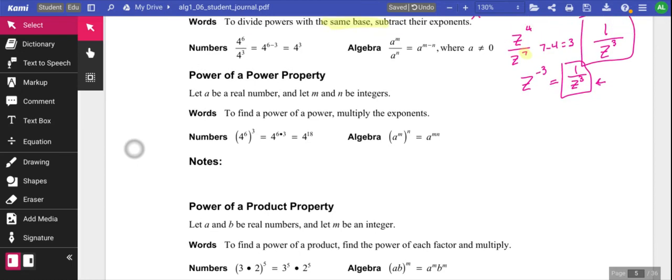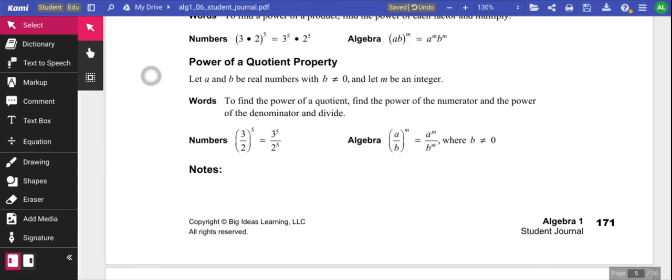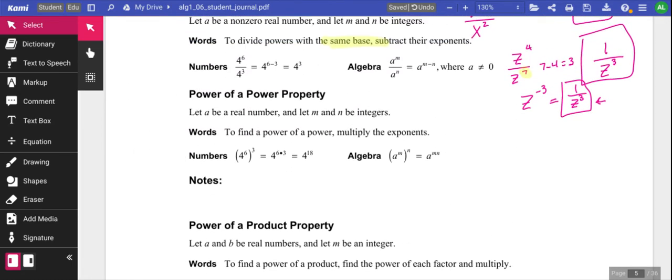All right, so we've got 3 more. Power of a power property. When we're finding the power of a power, this is where we're going to multiply our exponents. You're always going to see this with parentheses.